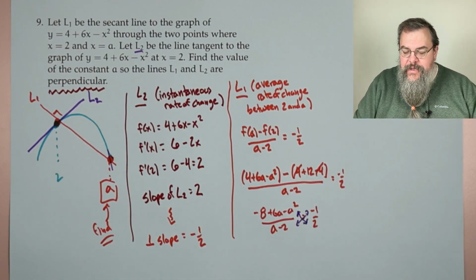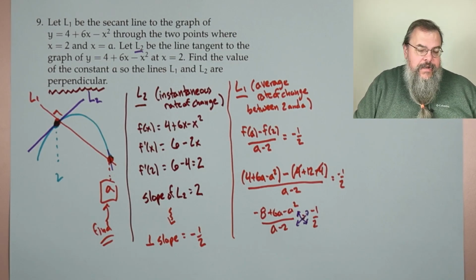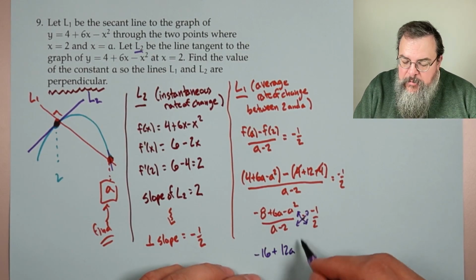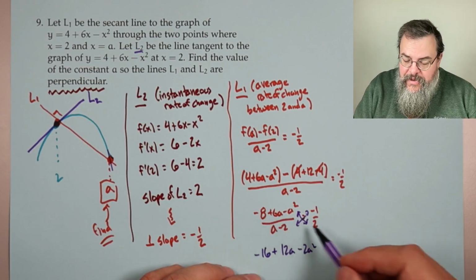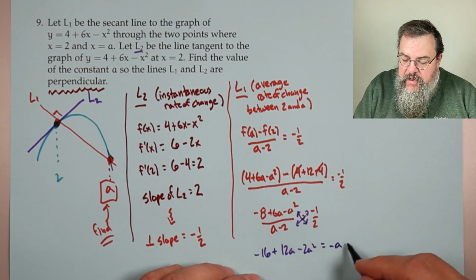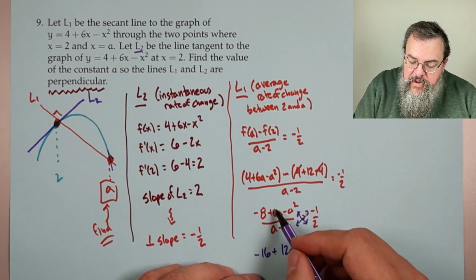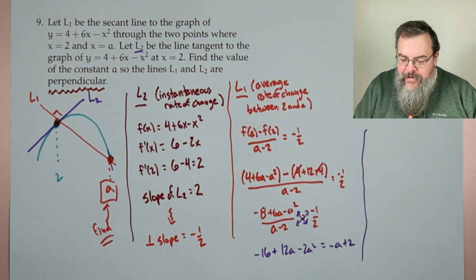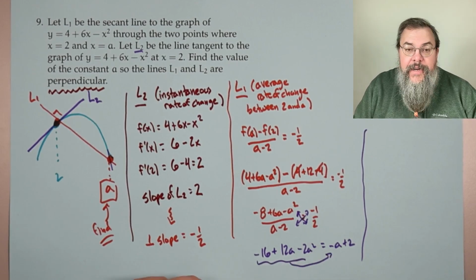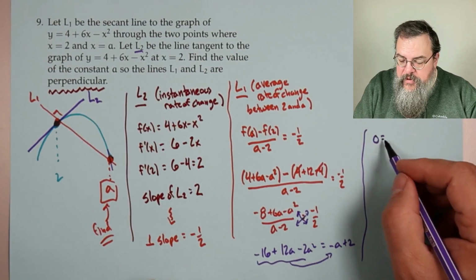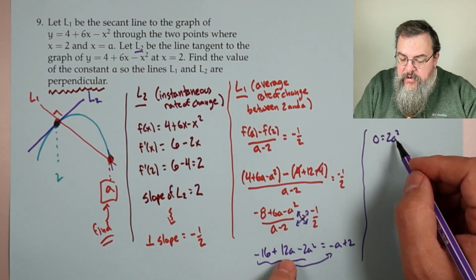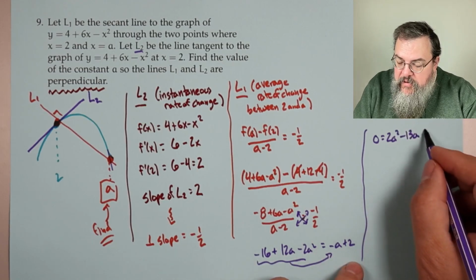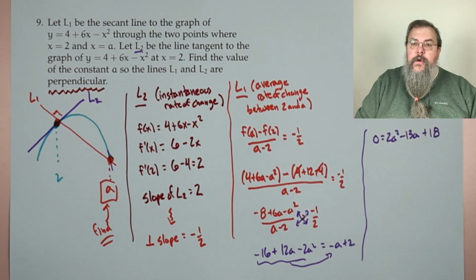All right, so let's do that here, and let's see what we get. We'll get minus 16 plus 12a minus 2a squared, so we're putting the 2, equals minus a plus 2. So we multiplied by 2, multiplied by a minus 2. All right, well, great. What is that going to give us? Well, let's move everything over to one side. So we get that 0 is equal to 2a squared, and then we have 12a, subtract a, minus 13a. And we have minus 16 comes over as plus 18. Whew.